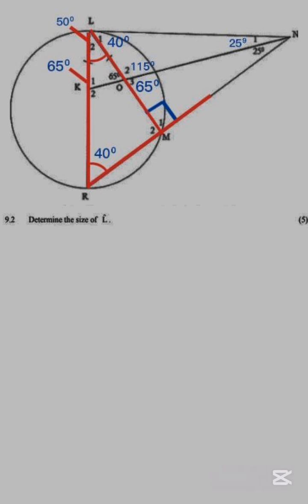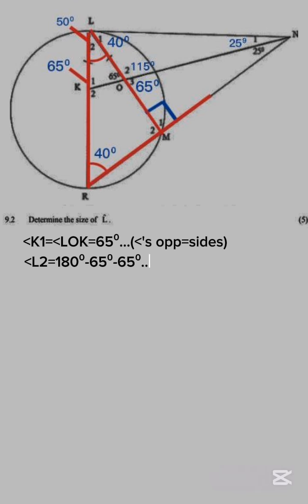But then we need to show how we found that angle L1 is 40 degrees and angle L2 is 50 degrees, step by step. We said K1 is equal to LOK is equal to 65 degrees, reason: angles opposite equal sides. After that, we determine the size of angle L2. L2 is equal to 180 degrees minus 65 degrees minus 65 degrees. Reason: sum of angles in triangle LKO. Therefore, angle L2 is equal to 50 degrees.